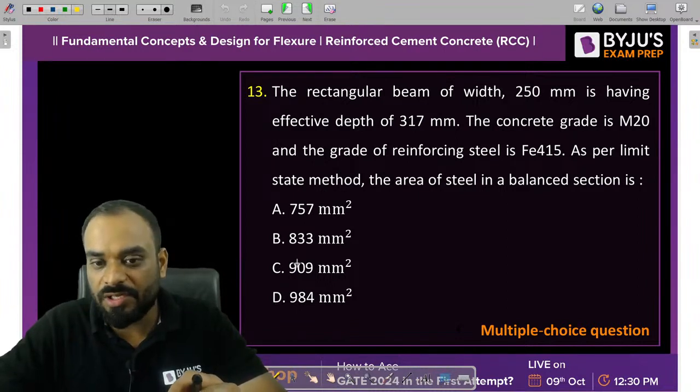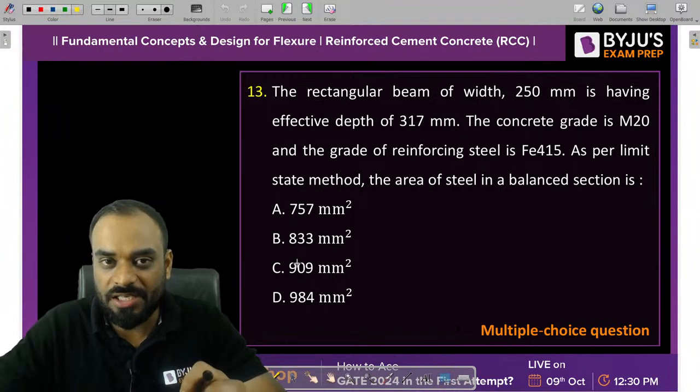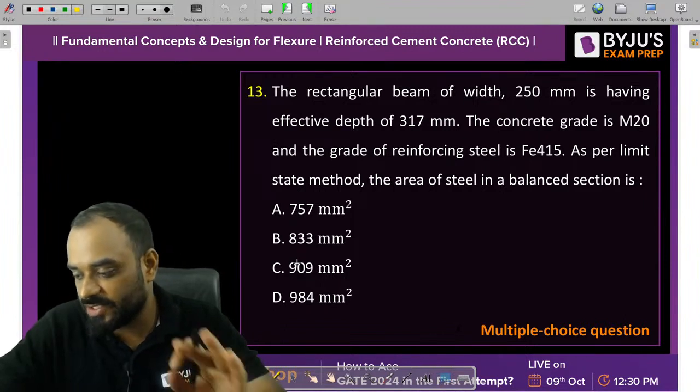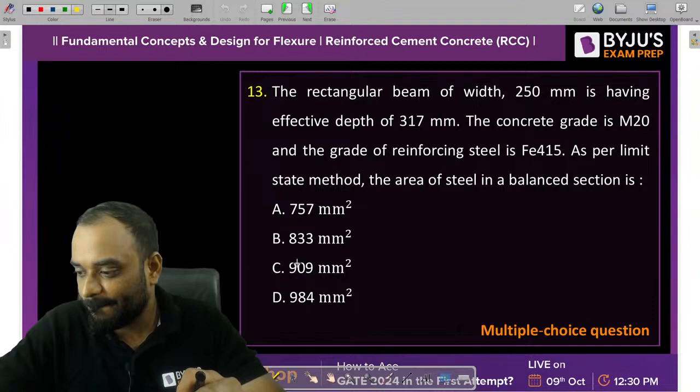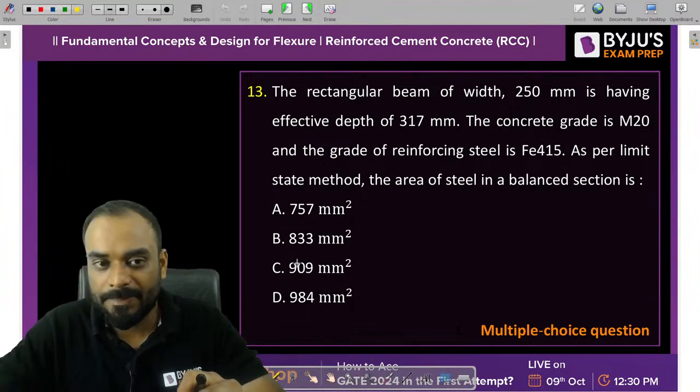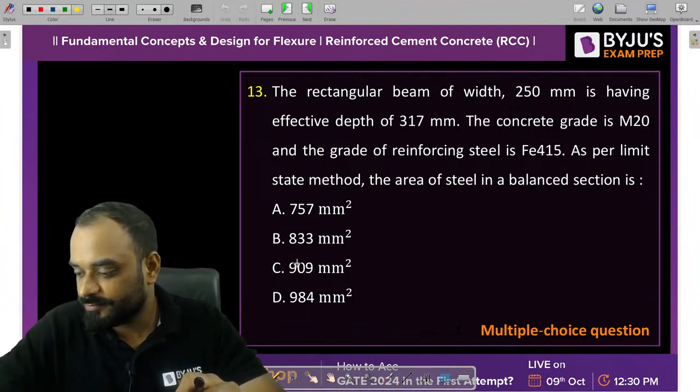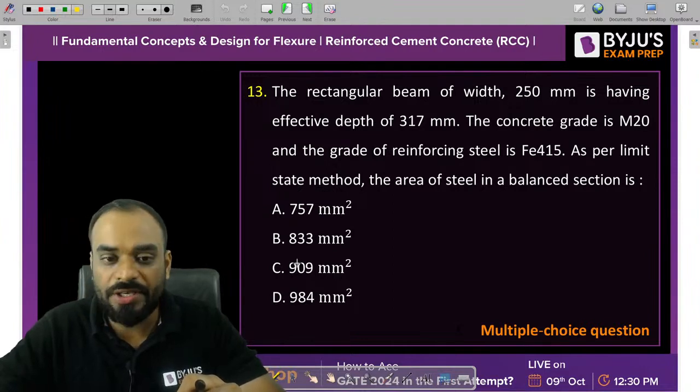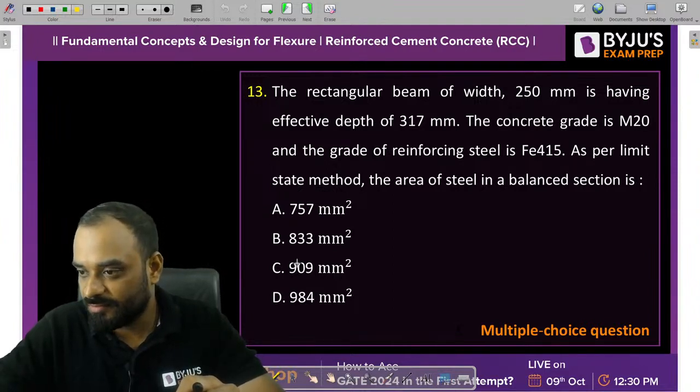Tell me the answer of this one, guys. We need to calculate the area of steel which is required for the balanced section. A. Santu A. 757. 756. Yes, definitely, Krishna.